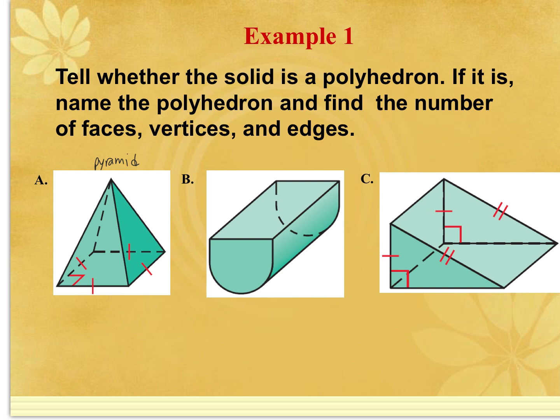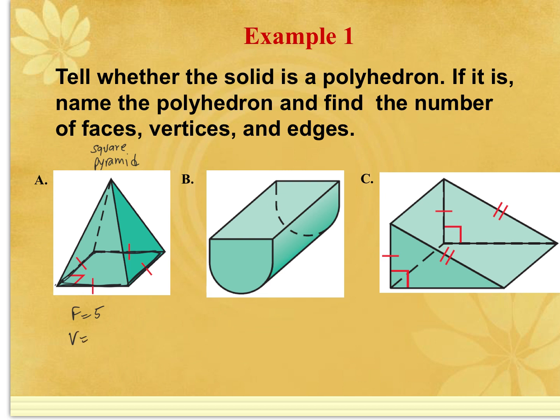Notice that the base is a square, so this is a square pyramid. The base dictates the name of the shape or the polyhedron. When we talk about faces, the base at the bottom is one face, and every edge here has a face that goes with it. So there are 4 edges, that means there are 4 more faces. So there are 5 faces total.